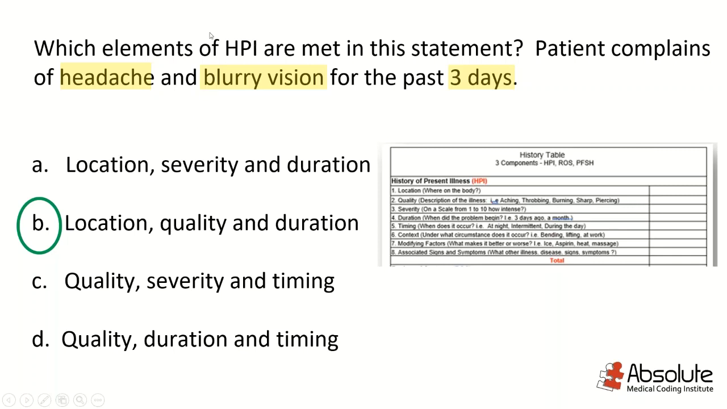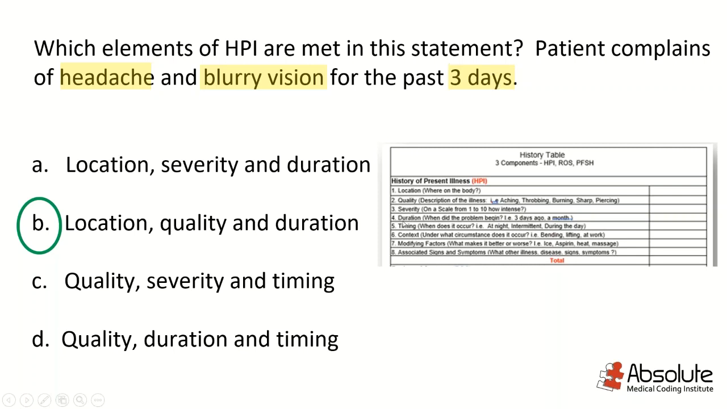Next, blurry vision. That falls under number 2 here, which is quality. It's describing the illness, and it tells you whether it is aching, throbbing, burning, sharp, or piercing. Well, it's saying that the vision is blurry, so it's describing the vision. That would fall under quality. Severity, we don't have that. It doesn't say it. Duration, it does tell us, because it says for the past 3 days.